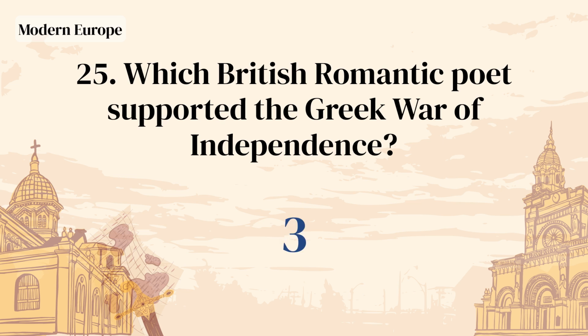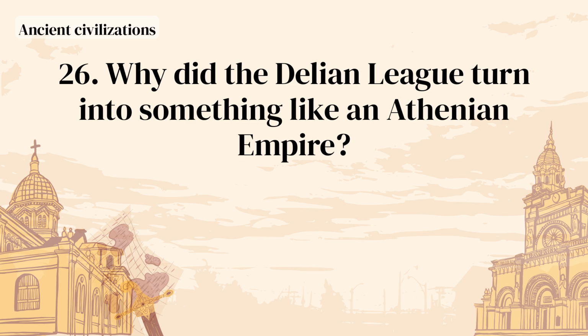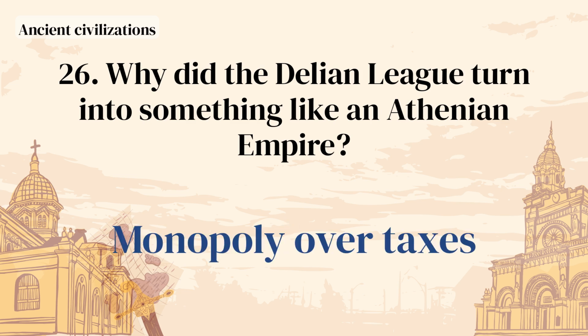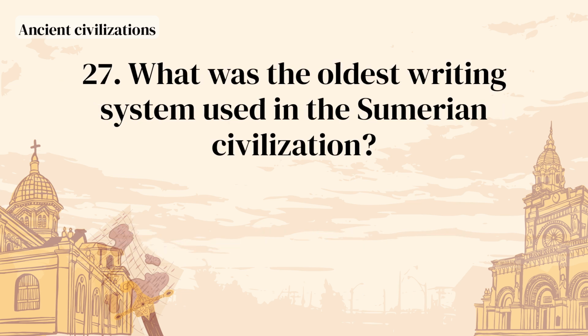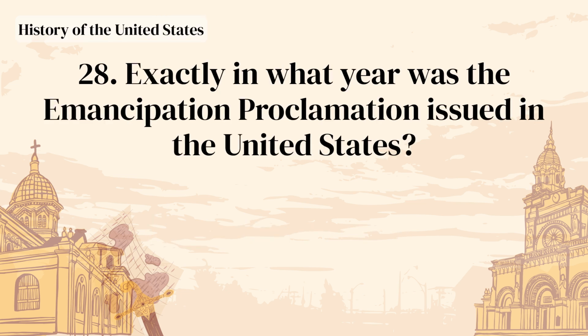Lord Byron. Why did the Delian League turn into something like an Athenian empire? Monopoly over taxes. What was the oldest writing system used in the Sumerian civilization? Cuneiform script. Exactly in what year was the Emancipation Proclamation issued in the United States?